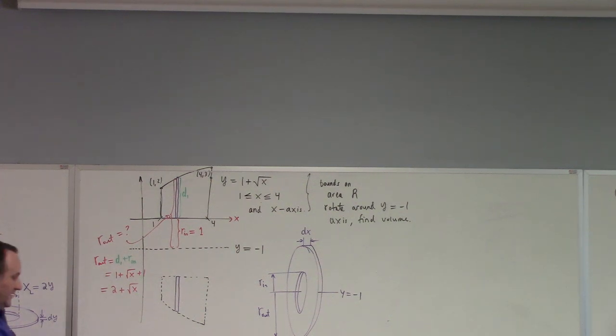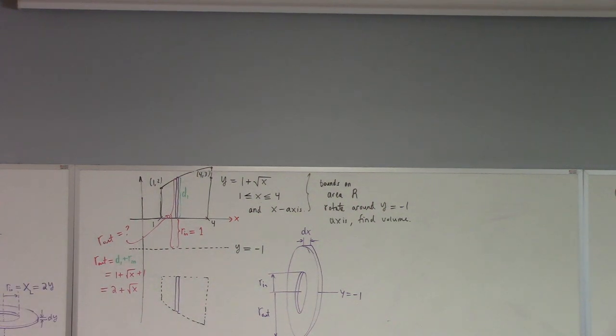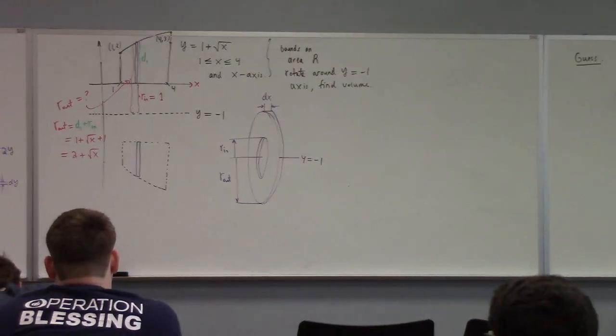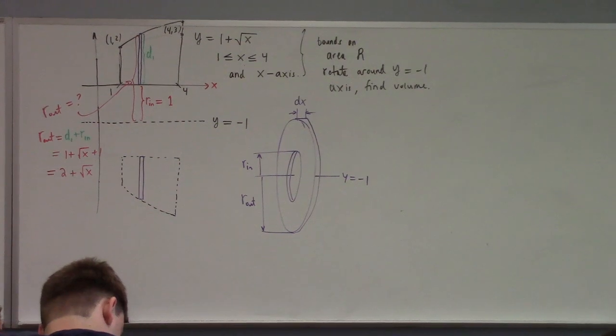So, all right, now we can do it. We can set up dV. dV is pi times r out squared minus r in squared times the thickness, like it always is for a washer, because that's the area of the annulus times the thickness. That gives us the volume of the washer.